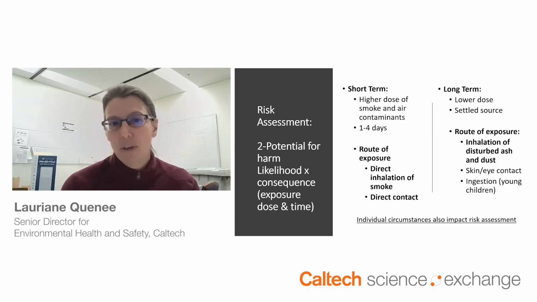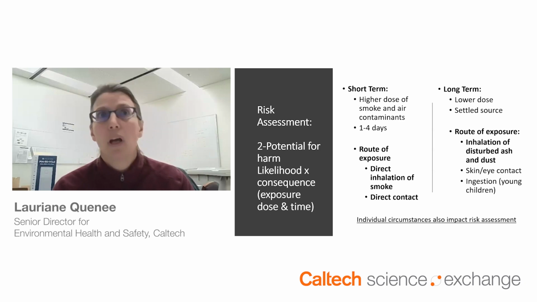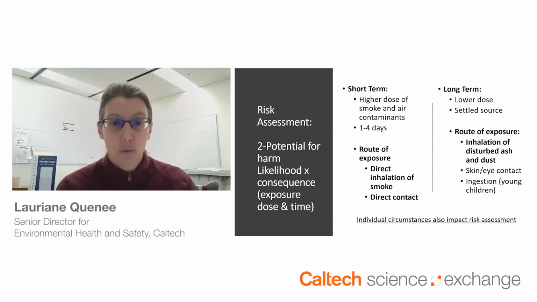So in the acute phase of the fire, the short term, that can last between 1 or 4 days, depending on the containment of the fire, we can assume that we have very high dose of smoke and air contaminants. And the route of exposure that we have to really consider is direct inhalation of the smoke and those contaminants. Direct contact when you are outside can also be a route of exposure.